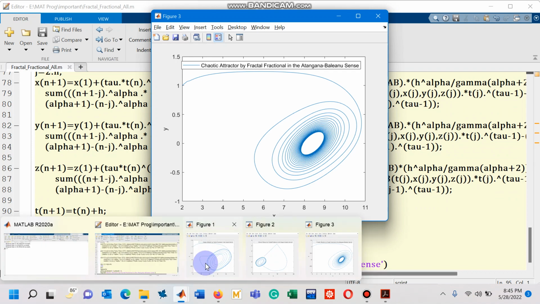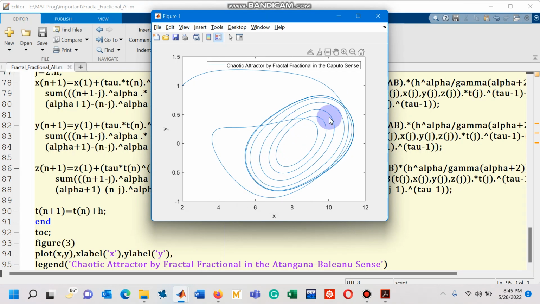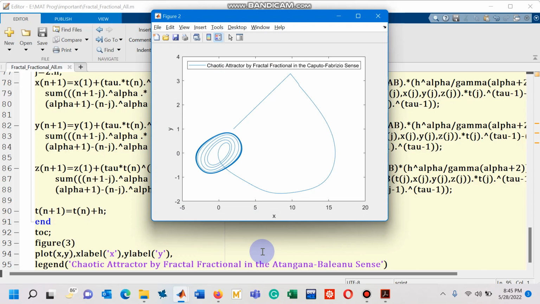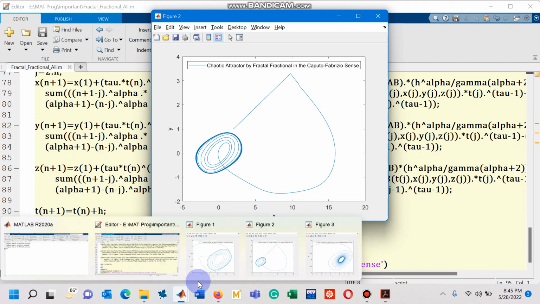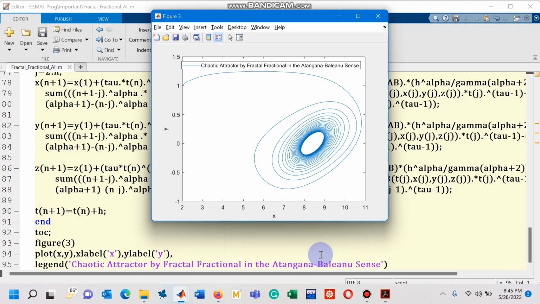We have got the phase portraits. So look at the first figure. This is the phase portrait obtained in the Caputo sense. Likewise, this one is the phase portrait by the fractal fractional operators defined in the Caputo-Fabrizio sense. I mean the output of our second numerical scheme. And finally, the third figure is the phase portrait Y versus X, which is for the third numerical scheme that we have coded for the simulation of the dynamical system defined with fractal fractional operators in the Atangana-Baleanu sense.